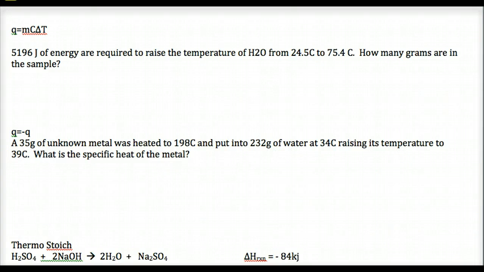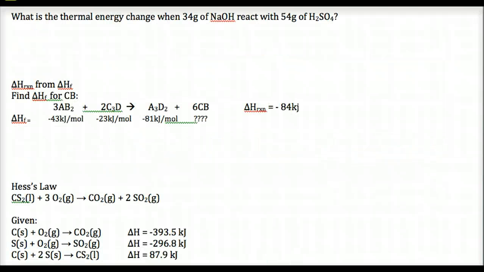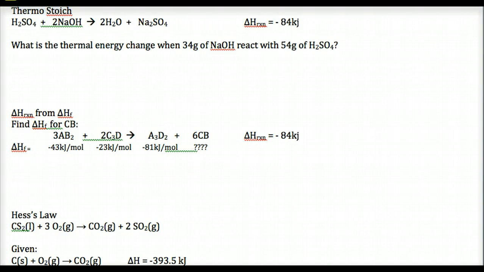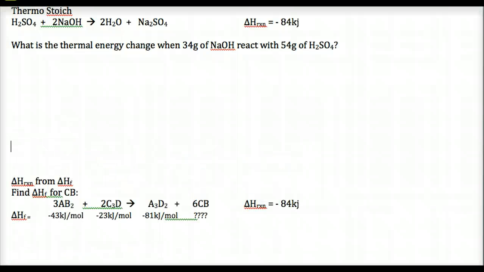All right, onward. That's 2. What do we have here? Thermochemistry. Okay, it's not even really stoichiometry because we're not using the mole-to-mole ratio. I'm going to get a little extra elbow room so I don't have that problem again. And let's have it.